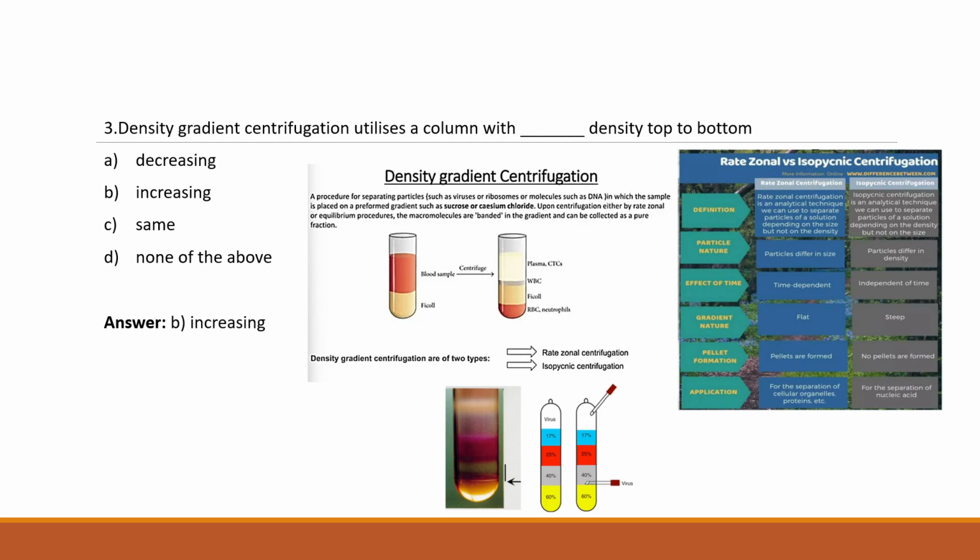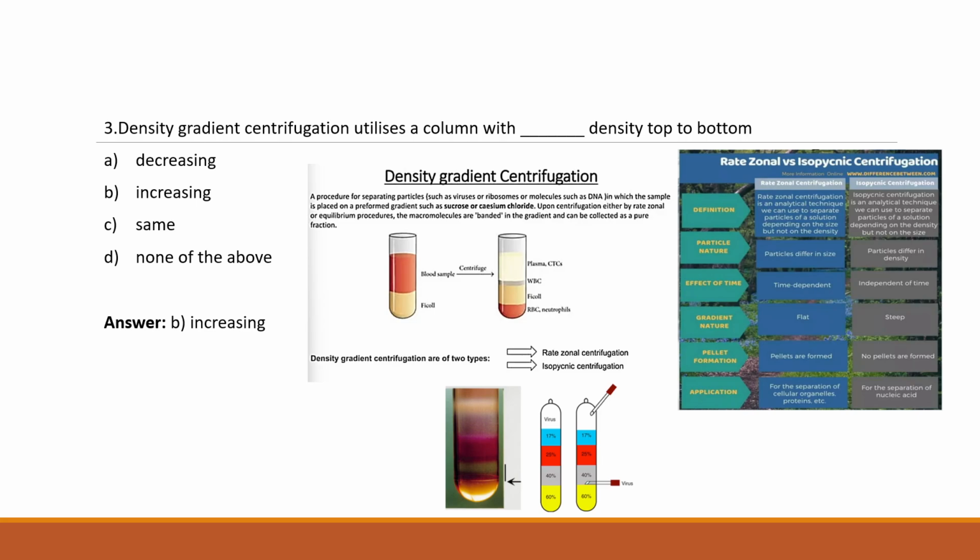So now we spoke about the rate zonal and isopycnic, that are the two types of your density gradient centrifugation. So what is the difference between these two? Your rate zonal centrifugation is an analytical technique we can use to separate particles of a solution depending on the size but not the density. In your isopycnic centrifugation, we separate the particles depending upon the density but not the size.